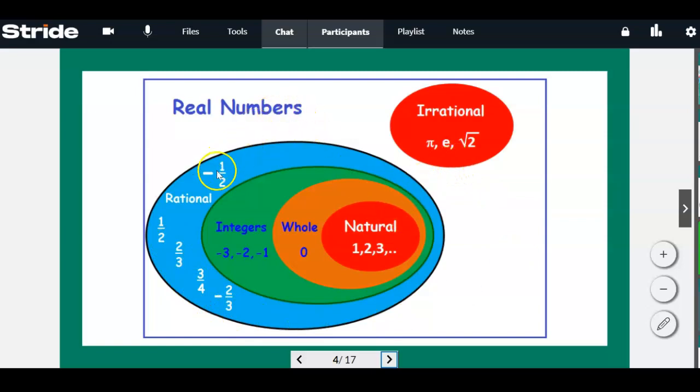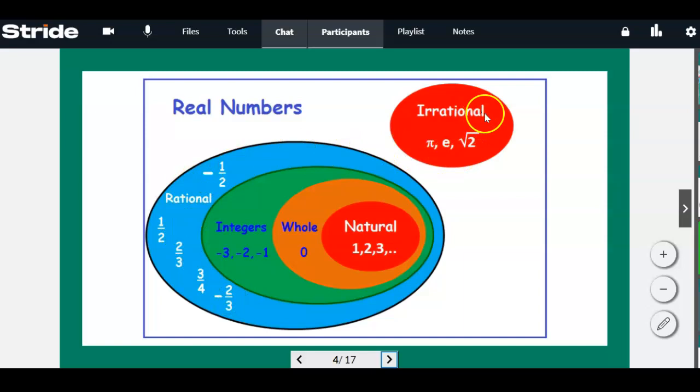So the set of rational numbers includes our natural numbers, which are just like counting numbers, 1, 2, 3, and so on. Whole numbers include the number 0 plus all the natural numbers. Integers include all the whole numbers and natural numbers plus all the negative numbers. Rational numbers you have to be able to write as a fraction, but it also includes the integers because you can put a 1 under these and it is a fraction in the form of a over b. And then you have the whole numbers and natural numbers all part of this.